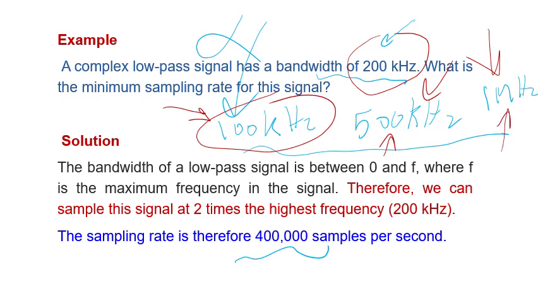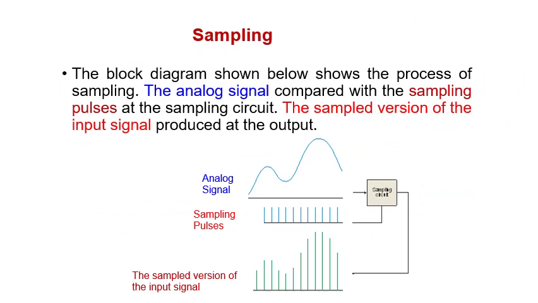So keep in your mind, the higher the sampling frequency, the clearer the signal is going to be. But of course, there are other limitations, like the capability of the analog to digital converter, whether it's capable of going to very high frequency or not. That's another case. So here is how sampling is done.